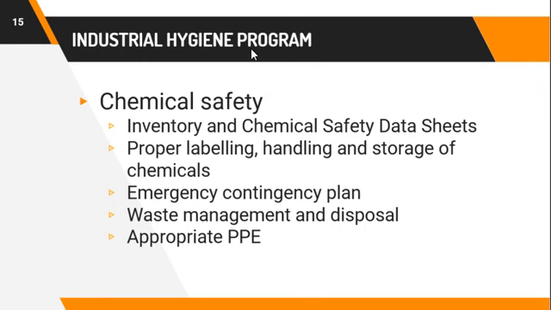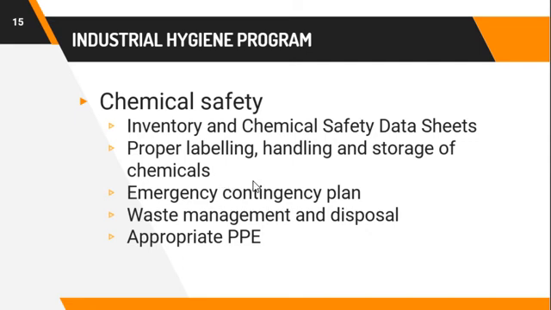Next one is we have the industrial hygiene program. Under here, it's more focused on the chemical safety. Under the chemical safety, we have the inventory and chemical safety data sheets. There should be a list of what are the chemicals that are in a certain room or in a certain place. Proper labeling, handling, and storage of chemicals. We cannot just put them anywhere because they are chemicals. Some could be corrosive, some could be explosives, and the like.